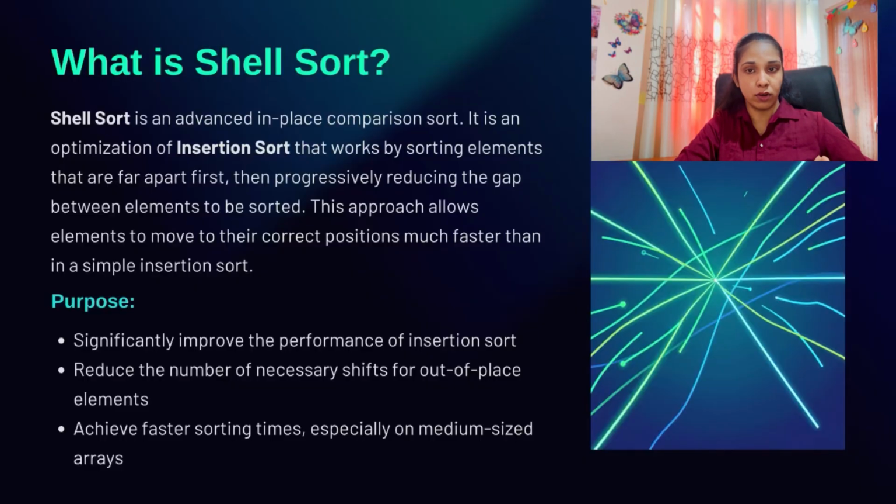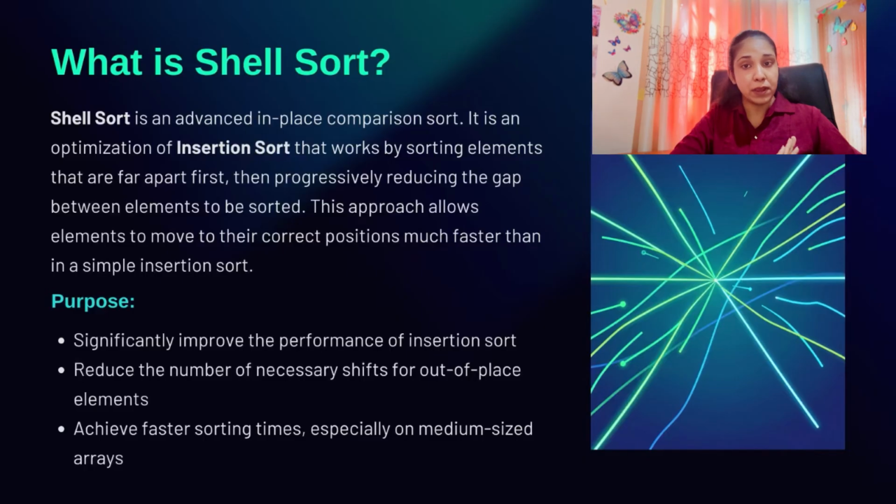What is Shell Sort? Shell Sort is a sorting algorithm that works by sorting elements that are far apart first and then gradually reducing the gap between elements. It is considered an optimized version of insertion sort. The main purpose of Shell Sort is to reduce the total number of shifts that happen in insertion sort when elements are far from their correct positions.